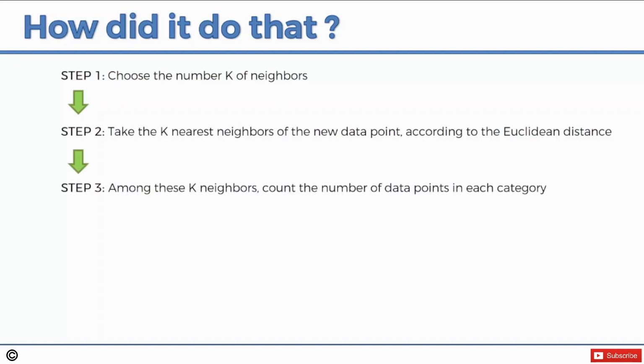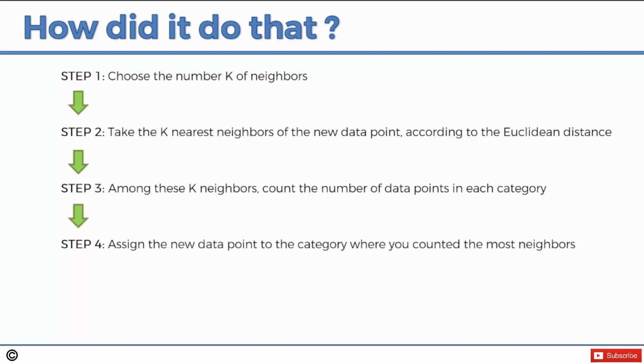So once you've taken the nearest neighbors, among these k neighbors, you need to count the number of data points in each category. So how many data points fell into one category, into the other category, and so on. You might even have more than two categories in your dataset, so you just need to calculate how many fall into which category. And then you need to assign the new data point to the category where you counted the most neighbors. As simple as that. That's why it's called k-nearest neighbors, and then your model is ready. As you can see, it's a very simple algorithm, and moreover, we're just going to do a manual exercise right now to really solidify this knowledge. So let's move on to that.